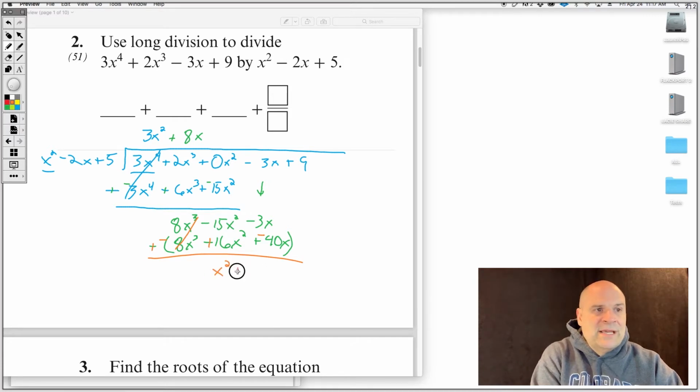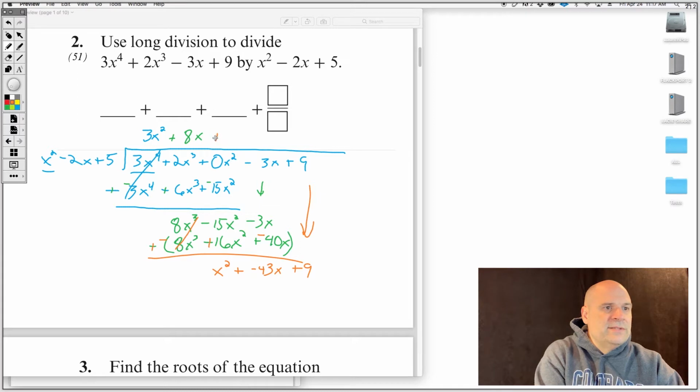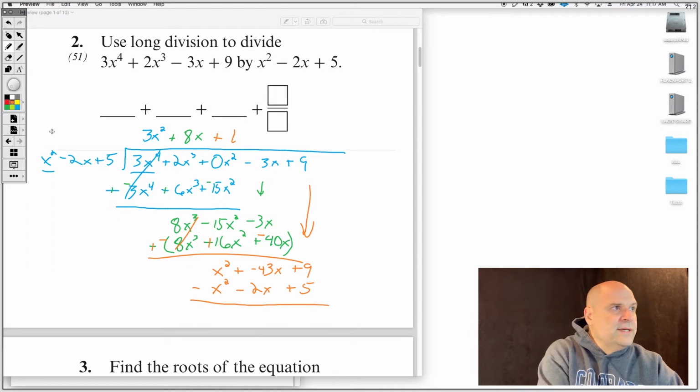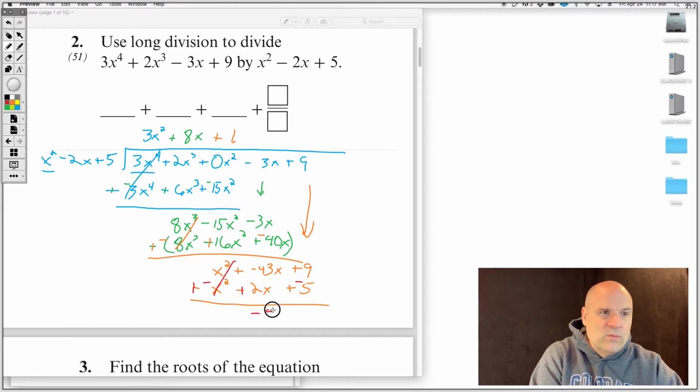This adds up to negative 43x. Bring down your last term and start it again. You're just taking an x squared away from x squared. You get a 1. Now multiply. Well, that's easy. You're just multiplying 1 times that whole thing, x squared minus 2x plus 5. Now we're gonna subtract. Chicken scratch. And you're left with negative 41x plus 4.